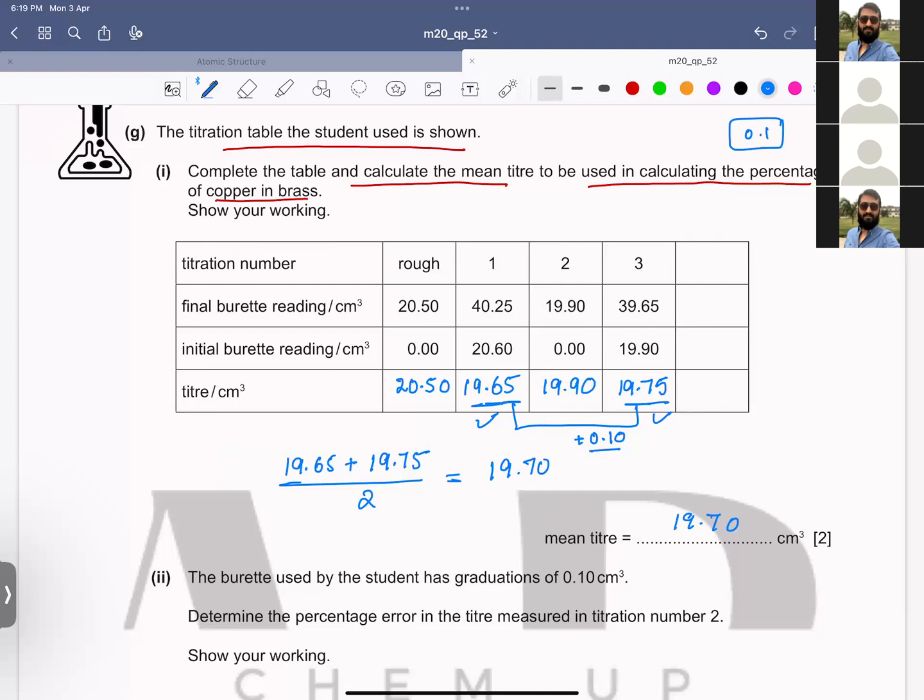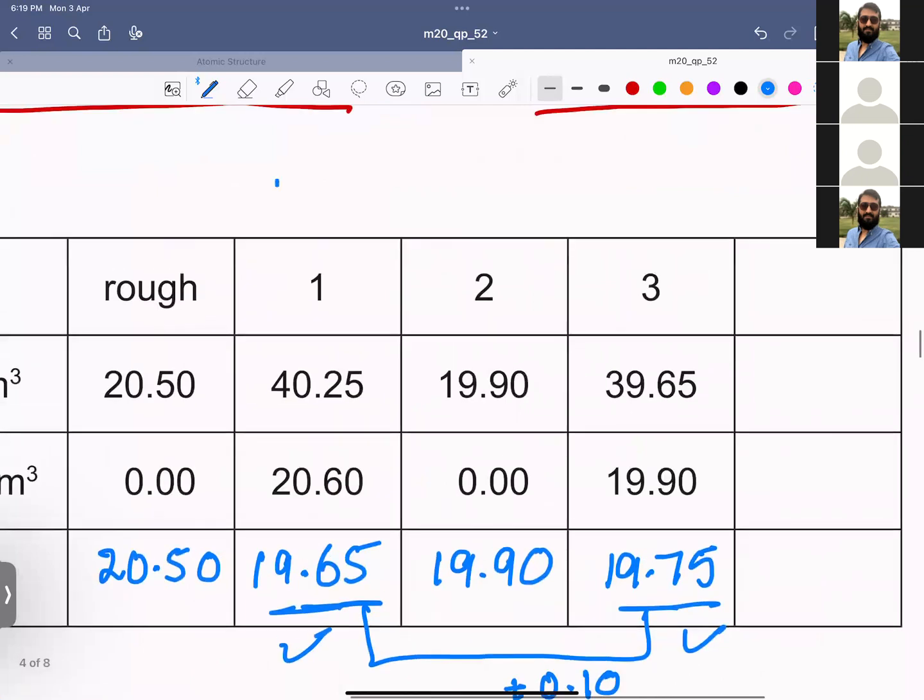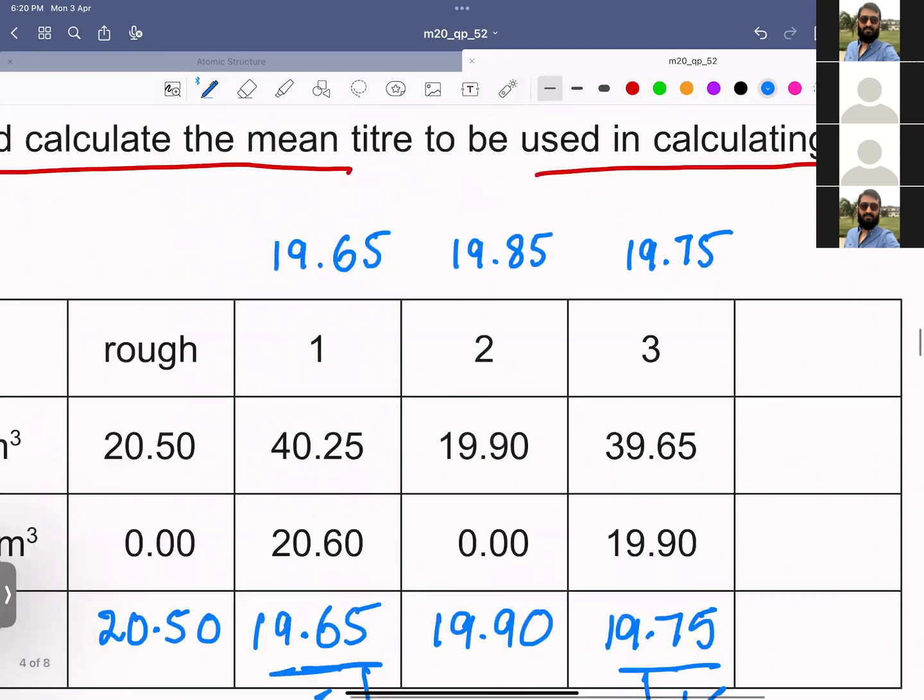There is one more thing about this. Have a look over here. For example, let's assume in your first iteration you got 19.65. It's for everyone, be attentive. In the second iteration, you are getting 19.85, for example, and in the third the titer is now 19.75. Now, which one would you choose?